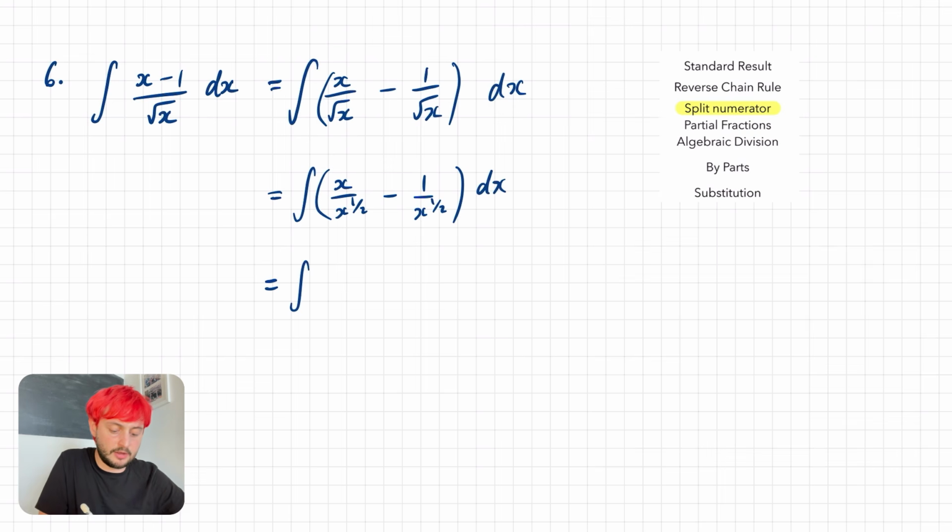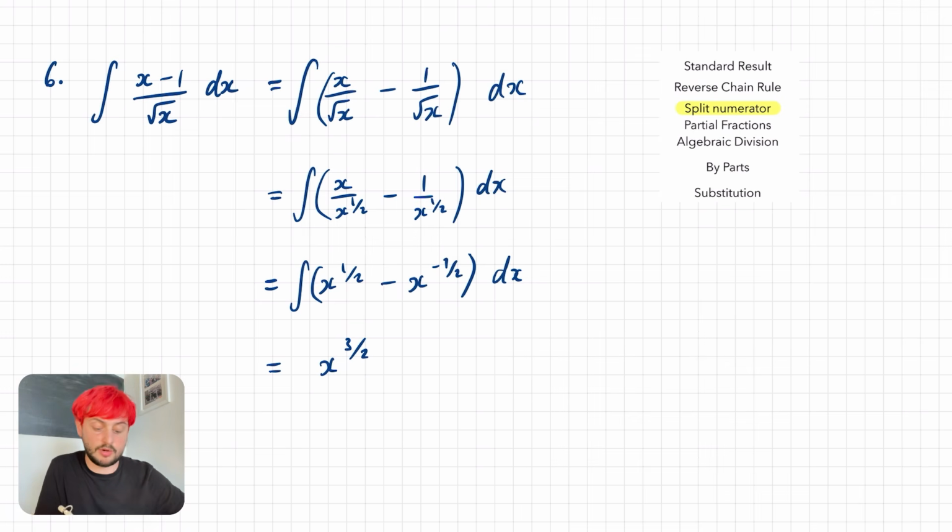X over x to the half is just going to be x to the half, and 1 over x to the half is going to be x to the minus a half with respect to x. So this is just a standard result now. I'm going to increase that power to 3 over 2, and then I'll have it as 2/3. I'm going to increase this power to a half, and I'm going to multiply by the reciprocal of that, which is the 2 that we've got there. So it's a split the numerator and then a standard result kind of question.